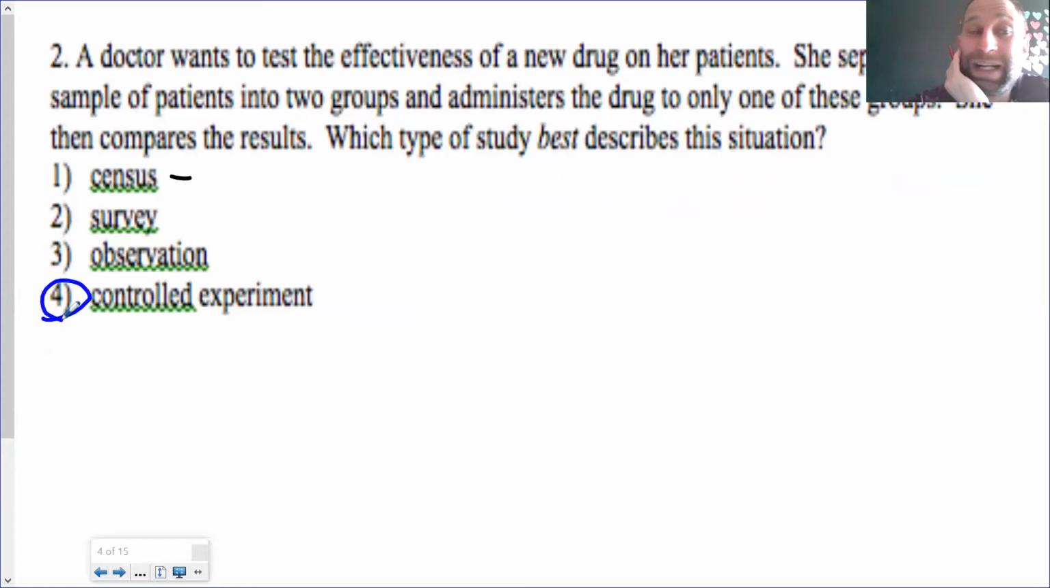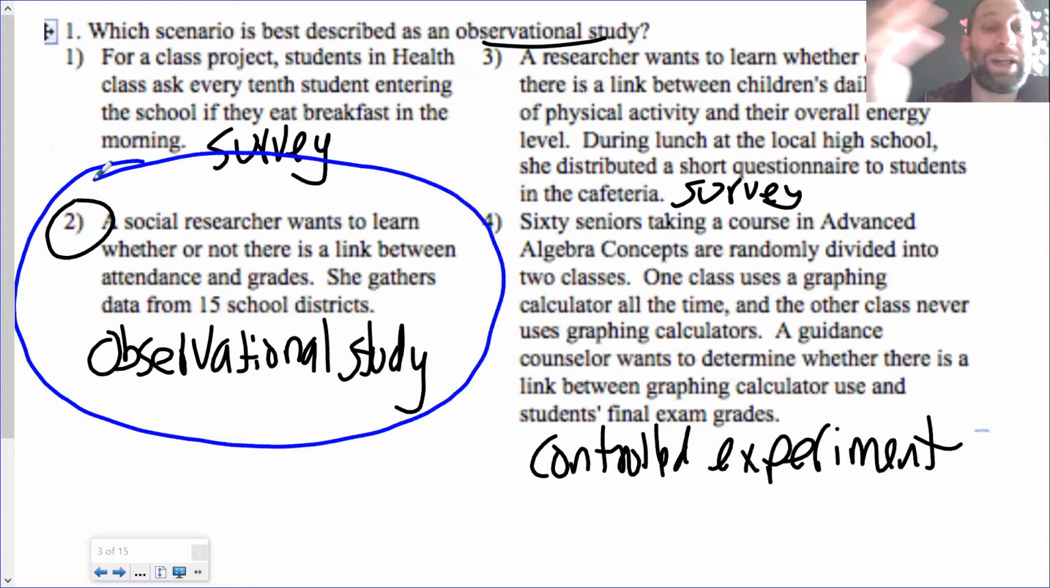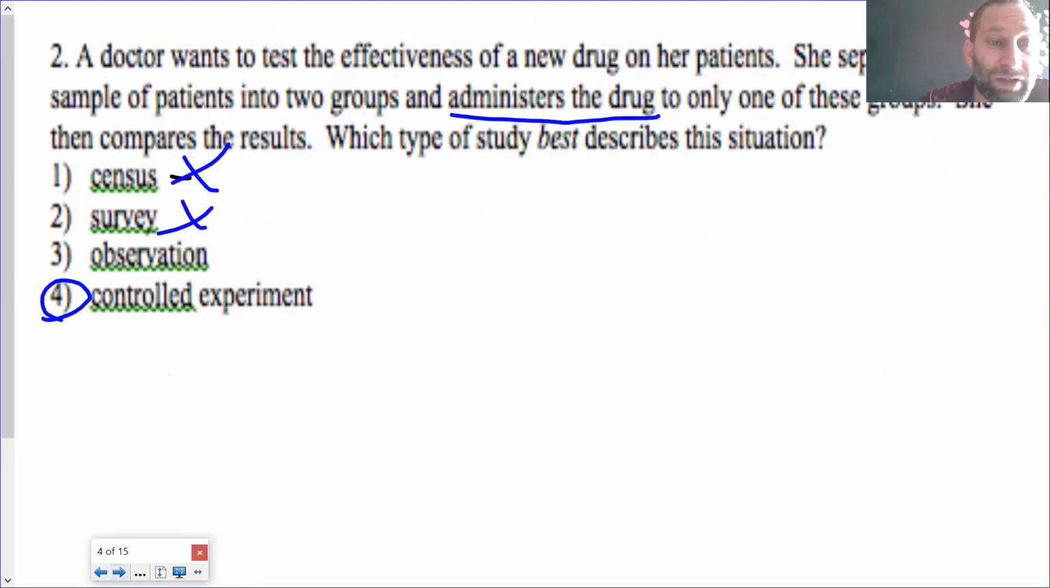She didn't ask anybody anything. She didn't observe. She did it. She administered the drug. She was involved there. It wasn't like the first example where this person just gathered data from the school districts. If I gathered data from the school districts, I didn't do anything to affect the data. I just pulled the data. But here, she's administering the drug. She's applying a treatment. That's a controlled experiment.